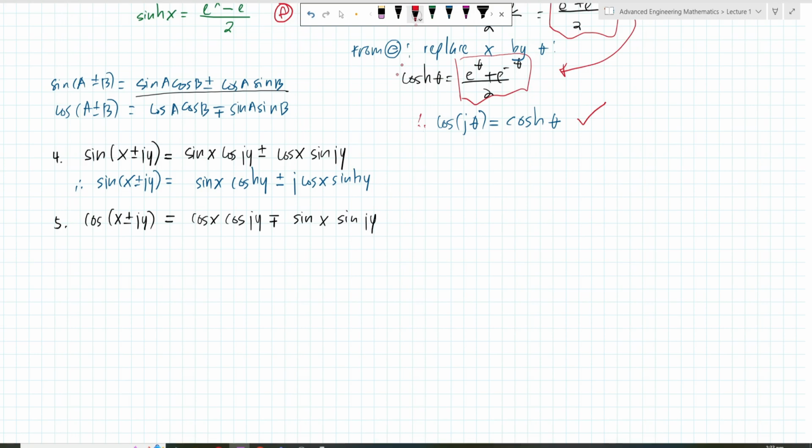Then again, write cosine jy and sine of jy. So the cosine of x plus or minus jy is equal to cosine of x, and cosine jy is the cosine hyperbolic of y, minus or plus sine x, then sine jy is j sine hyperbolic of y.